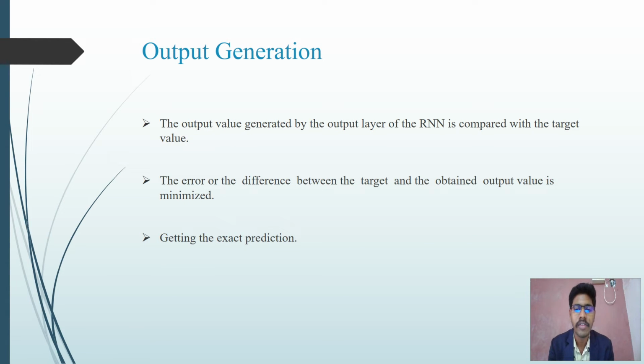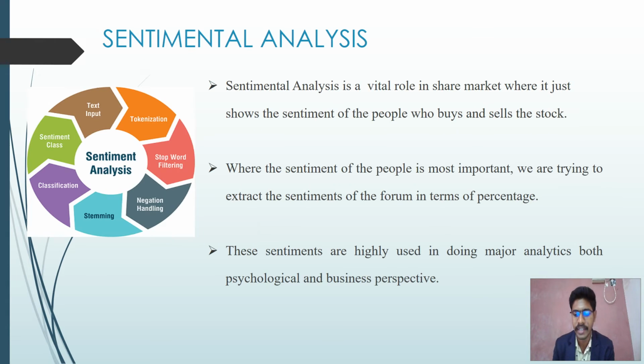Output generation. We want to get the output layer in the RNN and compare it with the targeted value, such as IBM, Google, whatever the comparison. We want to compare the total value and get the error minimized, and one chart will show all the details. So we get the exact prediction from the machine learning technique.